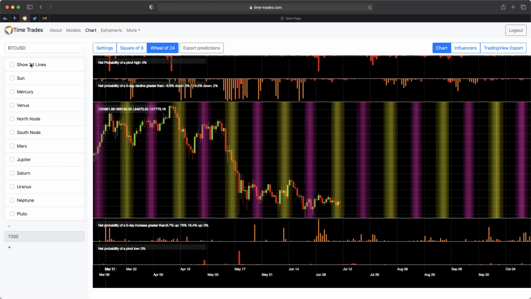So if you think of 360 degrees of a wheel and then divide it up into 15 different rings of 24 degrees each, that is really the Wheel of 24. So basically we're working with semi-sextile chunks of time, of degrees at a time.